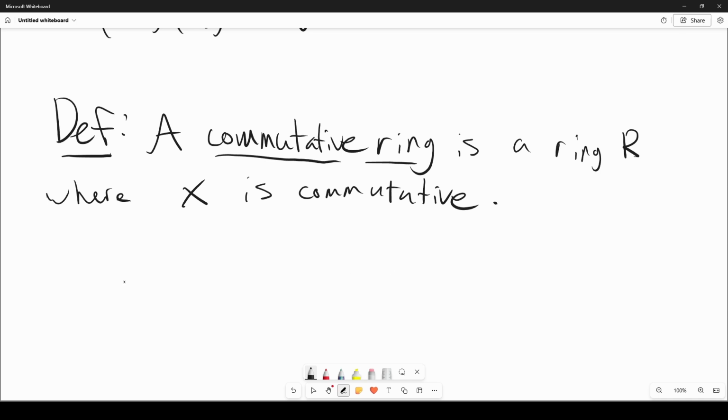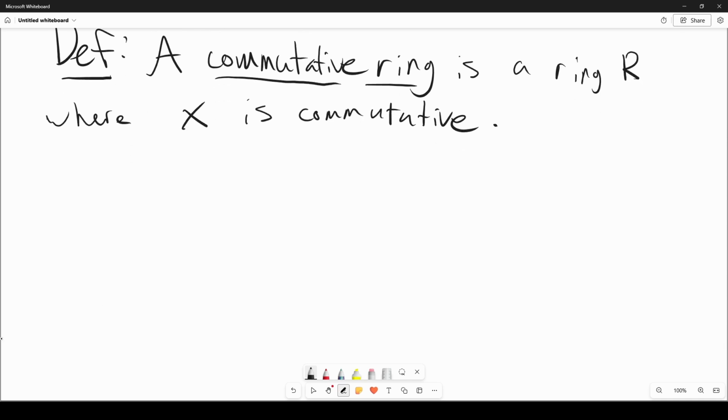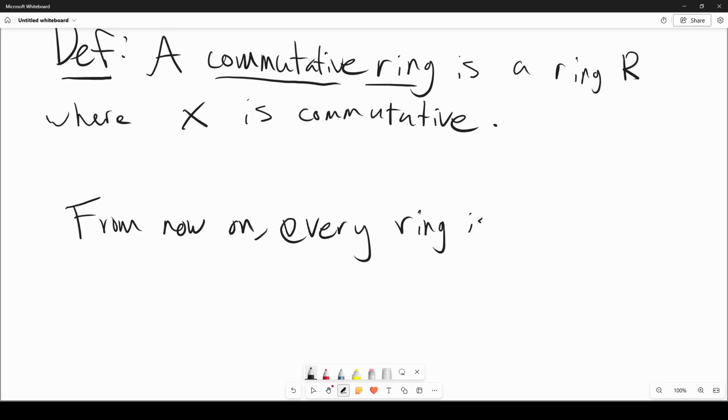It's not necessarily true for matrices. And so, yes, you can argue that maybe in that case we're talking about a non-commutative ring. But it's just not something that comes up very often. Okay, so like I said, from now on, every ring is commutative unless stated otherwise.